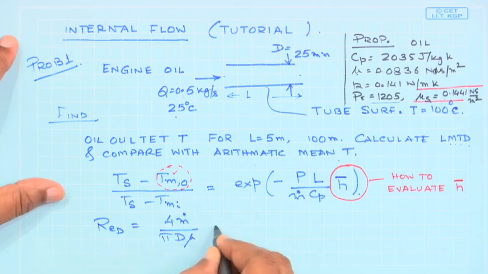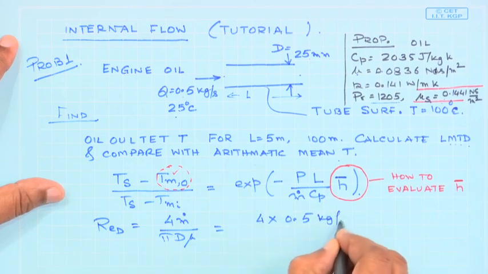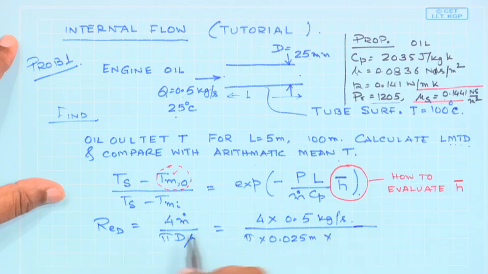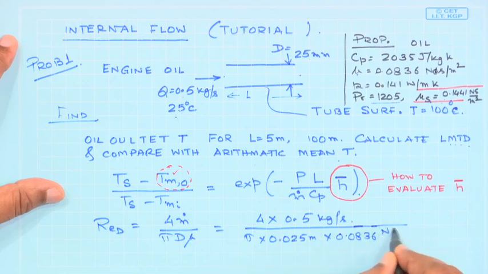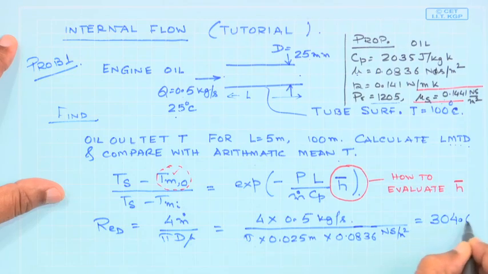It is a very straightforward calculation. So, 4 into 0.5, that is kg per second, which is your mass flow rate, pi times 0.025 meter being the diameter, and the viscosity, and this viscosity is going to be the bulk viscosity. So, therefore, it is going to be 0.0836 Newton second per meter square, which would give you a Reynolds number of 304.6. And now, if you look at this value, this definitely tells you that it is going to be a laminar flow, since the value of Reynolds number is only about 300.